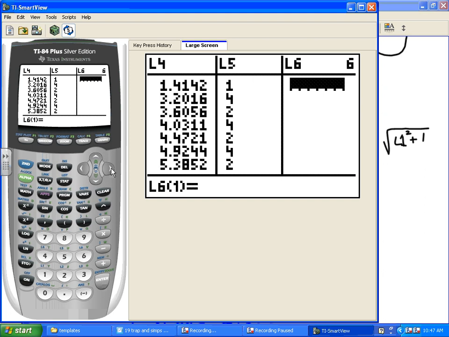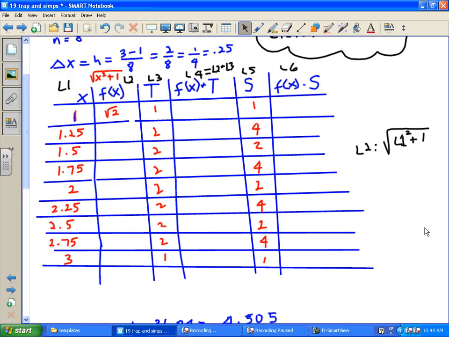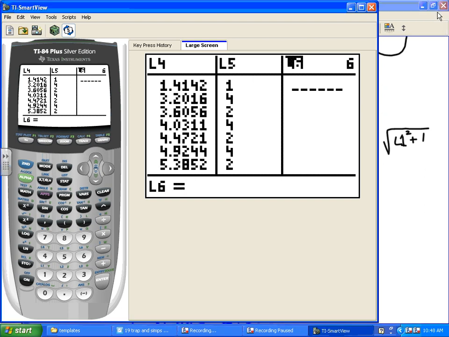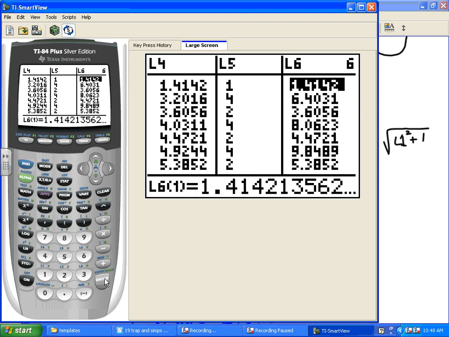Okay, finally L6 should be, go to the top, press enter, the cursor comes down. How should I define L6? L6 should be f of x, which is L2, times Simpson's coefficients, which is L5, right? So let's do that. L6 is equal to L2 times L5. L2, which is second 2, times L5, which is second 5. There we have it.